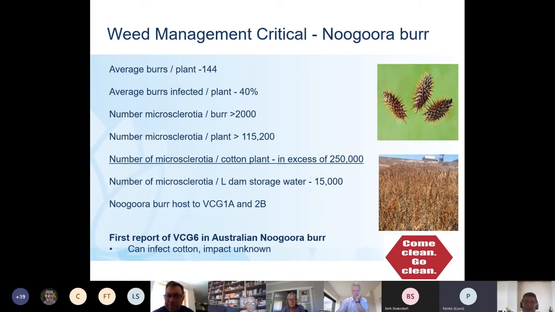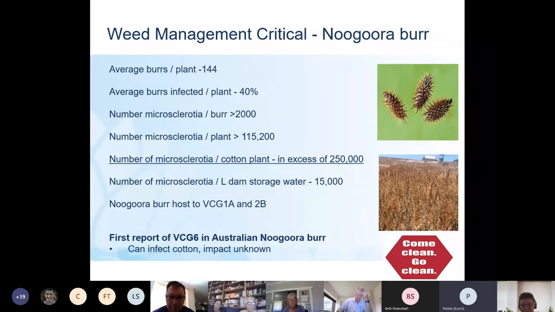So, getting back to the average number of burrs that are infected with Verticillium, it's around 40% of these plants. The number of Microsclerotia per burr is more than 2,000. So therefore, if you extrapolate that out, the number of Microsclerotia per Noogoora burr plant can be more than 115,200. Now, the number of Microsclerotia per cotton plant is in excess of 250,000. Just under half of that is in Noogoora burr. So when you see one Noogoora burr plant, please try and target it and remove it.